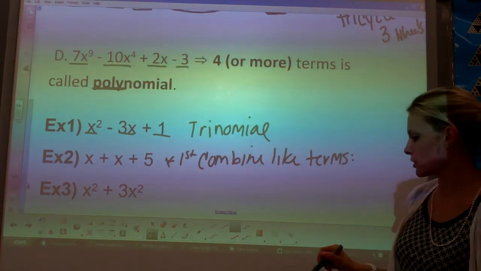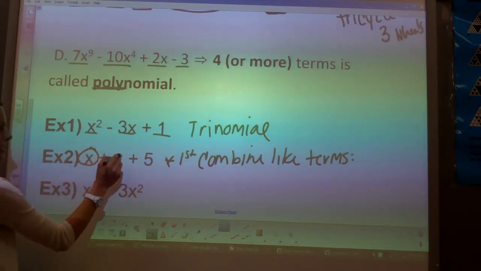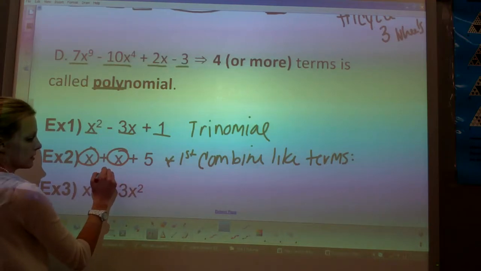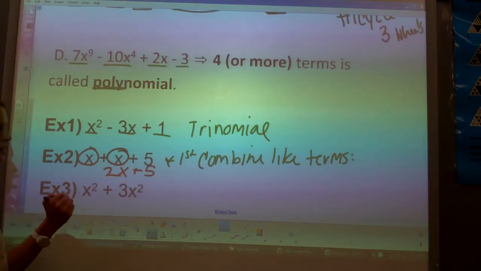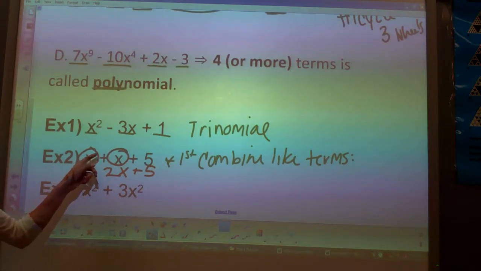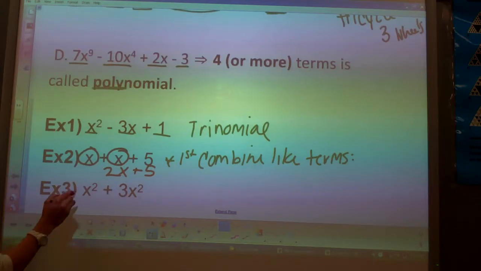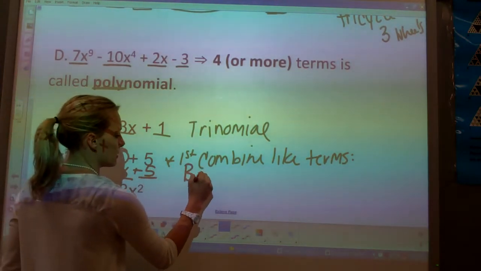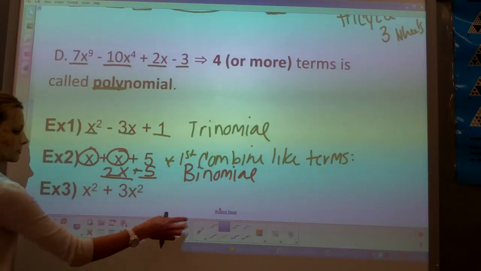So when you combine like terms, I see that we have an x and another x. So x plus x is actually 2x, and then plus 5. Initially this looks like 1, 2, 3, like a trinomial. However, it's not. It's actually 1, 2, and it's a binomial because it has only 2 terms.